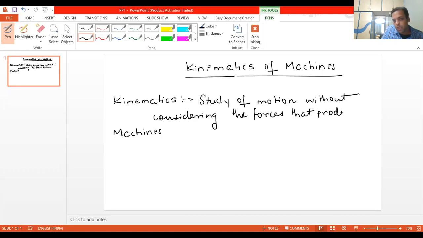So basically in kinematics, we are going to study the motion of different objects, but we neglect the forces. Definitely if a body is moving, there must be some force acting on it that causes the motion. But here in kinematics, we deal only with the study of motion. We ignore the forces that produce that motion.